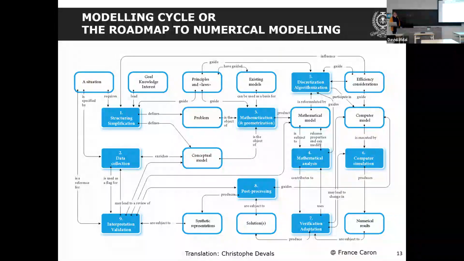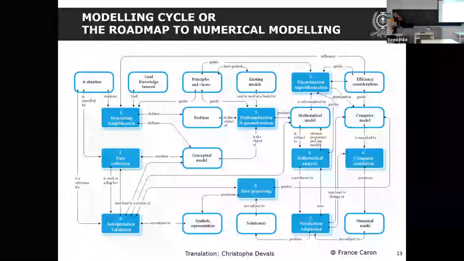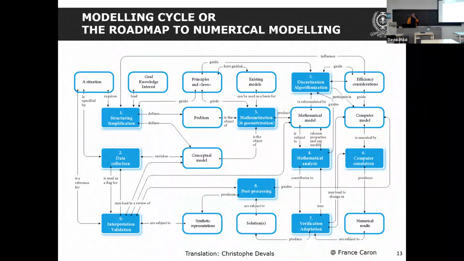So I'm coming back here to the overall English version of this modeling cycle. Why do we call it modeling cycles? Because eventually you will see there are two important parts of these cycles.